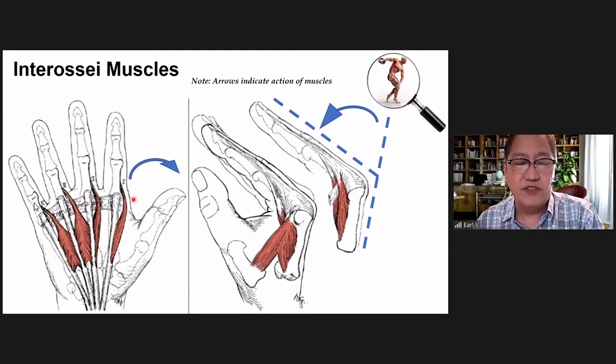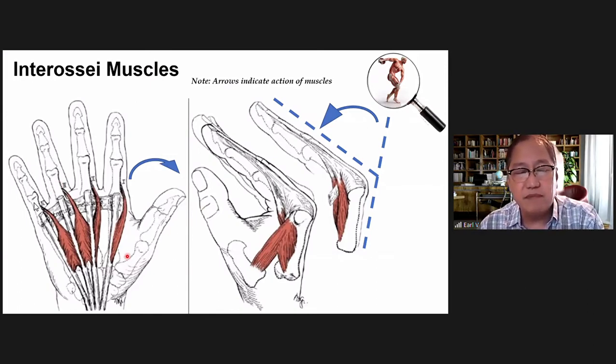So the first and second lumbricalis are supplied by the median nerve, since they are near the thumb. The third and fourth lumbricalis, since they are near the pinky, are supplied by the ulnar nerve. Anything near the pinky is ulnar nerve. Anything near the thumb is median nerve. Right? So let's go to the ulnar nerve.